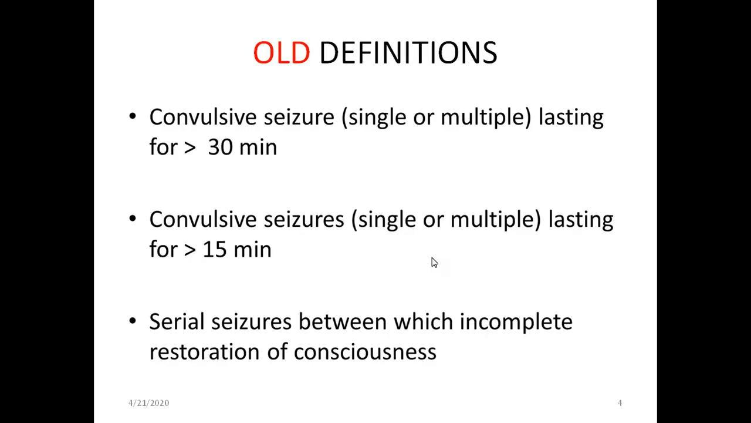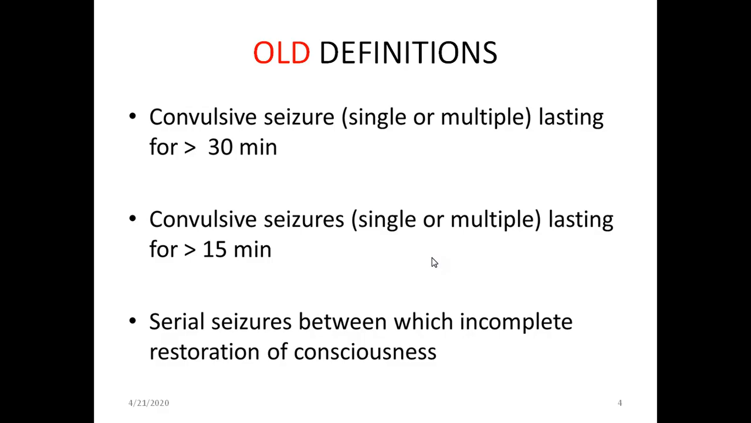So how was it defined in our old definitions? It was defined as convulsive seizures, seizures having a motor activity like limb jerking. Either that seizure could be single or multiple, and it lasted for more than 30 minutes. So remember, convulsive seizures of more than 30 minutes was one of the old definitions. Then this definition evolved, and it was decided that convulsive seizures, single or multiple, lasting for more than 15 minutes. So the time duration was reduced.